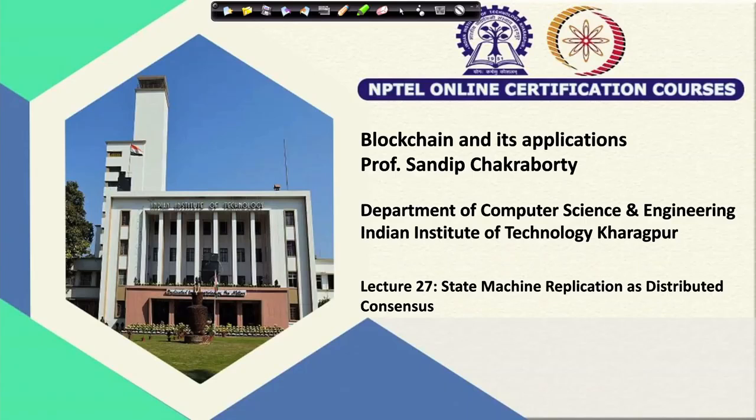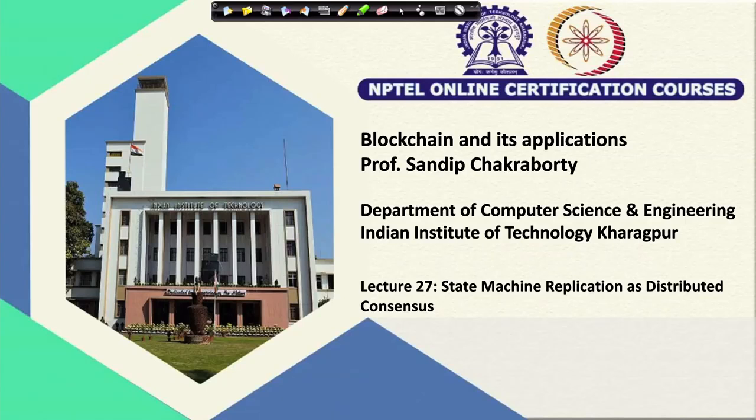to implement consensus mechanism in the context of a closed blockchain network. So, in this context today we are going to look into the details of the state machine replications and how state machine replication can be used for distributed consensus and its connection with permissioned blockchain models.